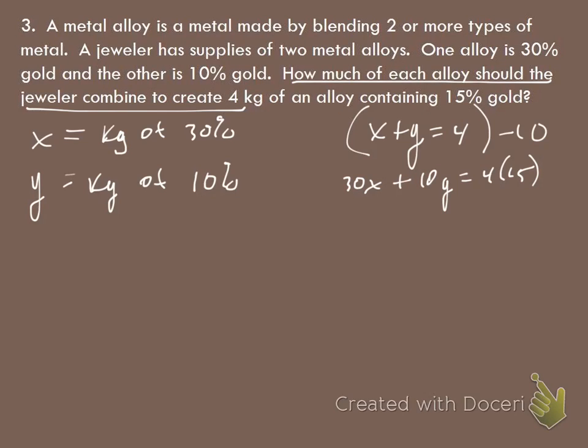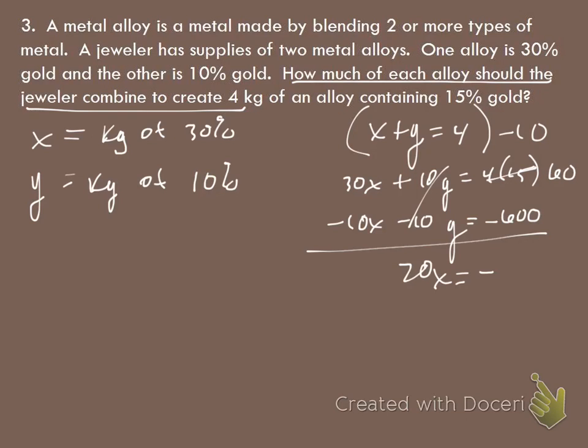And then we solve by multiplying the top equation by negative 10, because that will make our y's opposite. This ends up being 60, so we get negative 600 here. Okay, so that's 20x equals negative... wait, sorry, back up. That was going to be a weird answer. 4 times 15 is 60. I'm multiplying the negative 10 times the 4, so we should get negative 40. So we're going to add those two together and get 20.